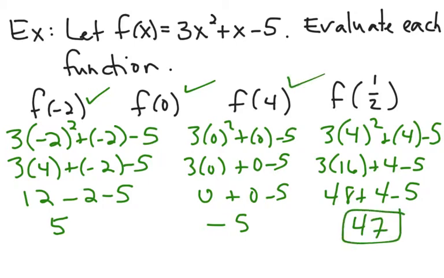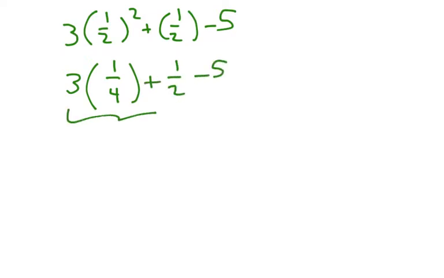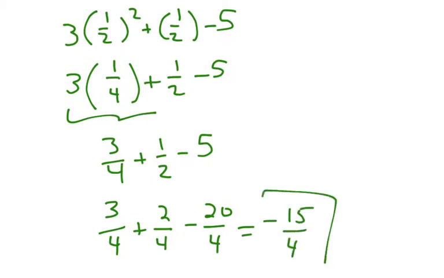Now we need to do f of 1/2. I'm going to go to the next page to do that. First, I'm going to square the 1/2. That's 1/4. Then I'm going to multiply. And then, because I don't have a calculator, I'm going to do this by getting a common denominator by writing equivalent fractions. 1/2 is the same as 2/4. 5 is the same as 20/4. And now I can just combine the numerators. So 3 plus 2 is 5, minus 20 is -15/4.